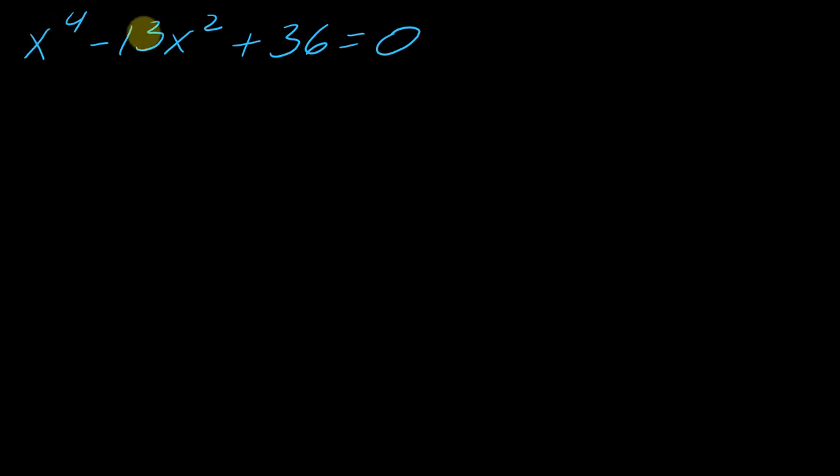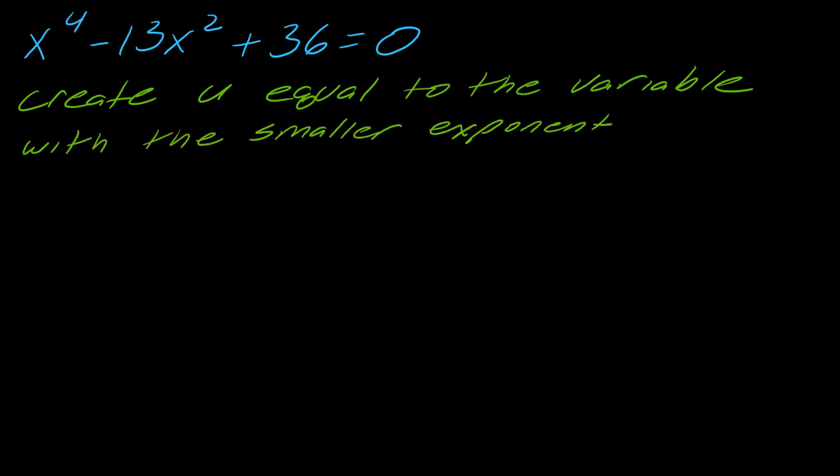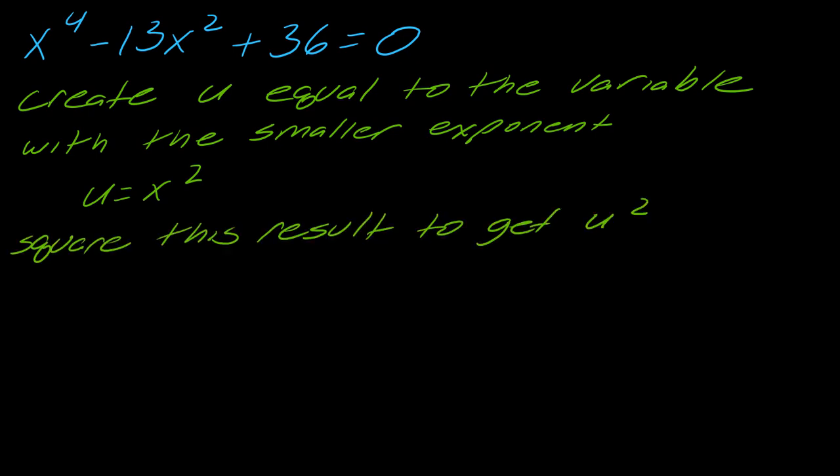So what we're going to do here is use a method called substitution. Basically, once you notice that the smaller exponent, if you multiply it by 2, gives you the larger exponent, you will want to do this. You create a u equal to the variable with the smaller exponent. So in this case, my u is going to equal x squared. And then you want to square this result. So what I mean is I take u squared, which requires me to square this piece here.